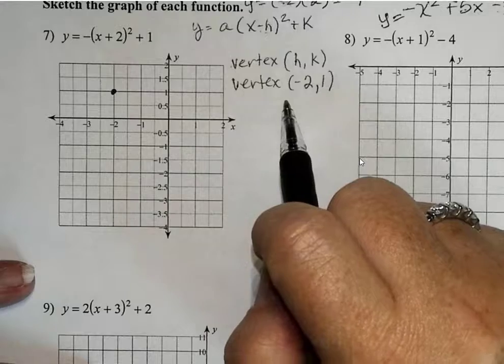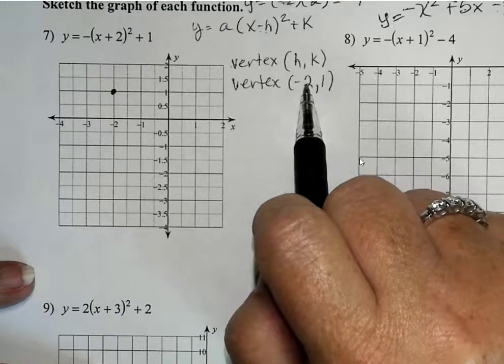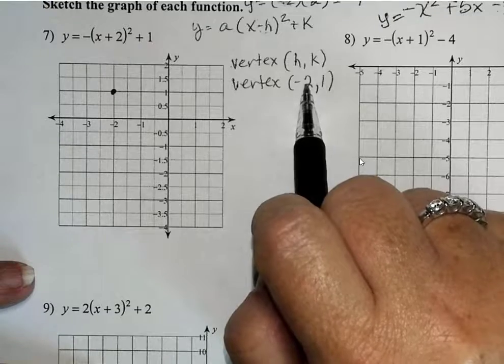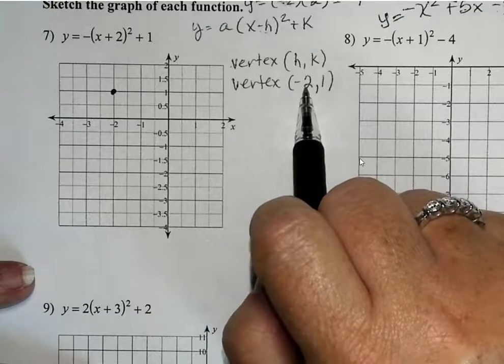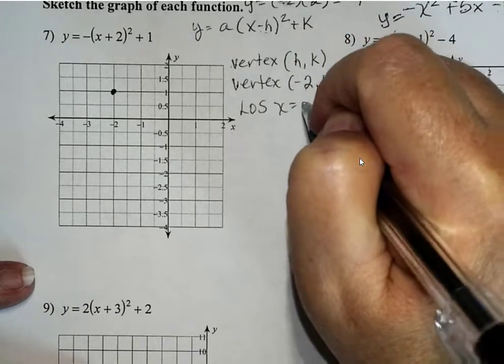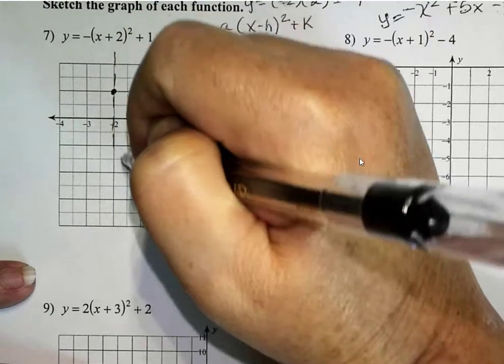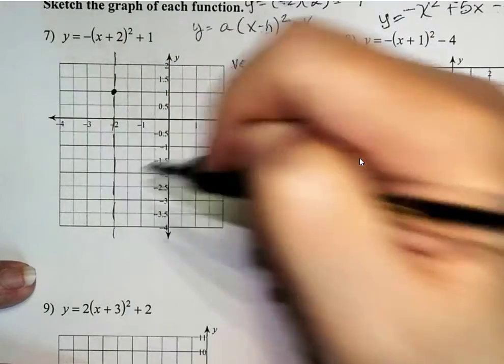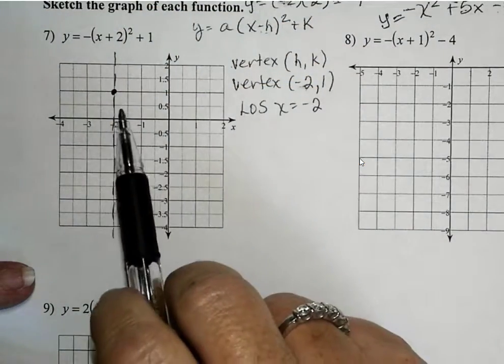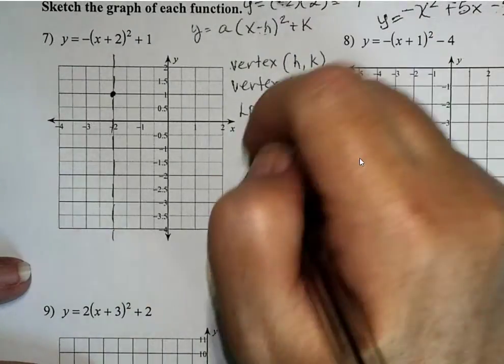Now, if we know where the vertex is, we also happen to know the line of symmetry, because the x-coordinate of the vertex happens to always be the line of symmetry. So here the line of symmetry is going to be x equals negative 2. So there's our vertex and there's our line of symmetry. We also need to find the x-intercepts and the y-intercept.